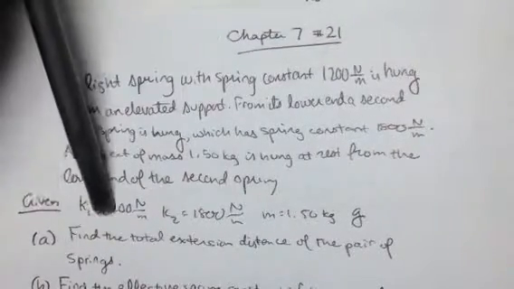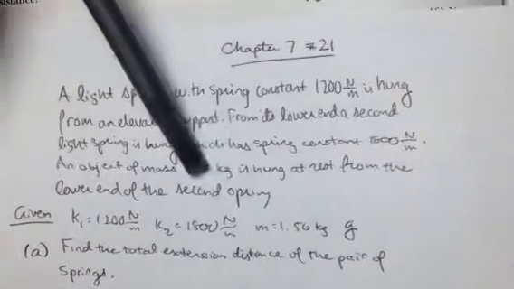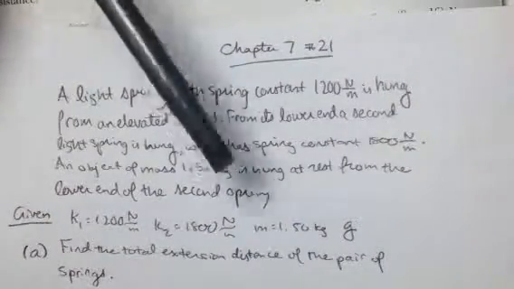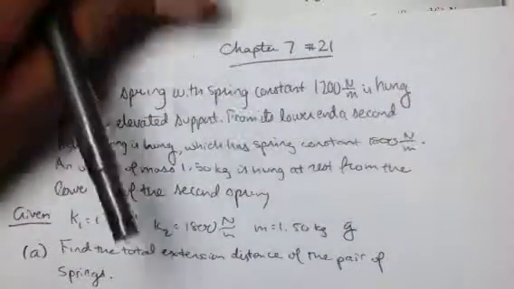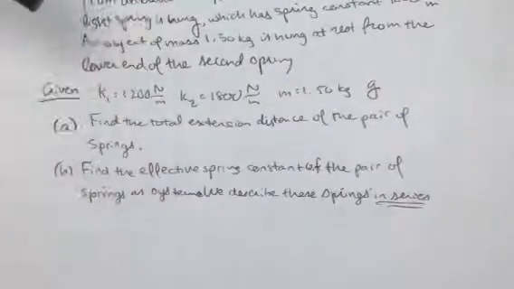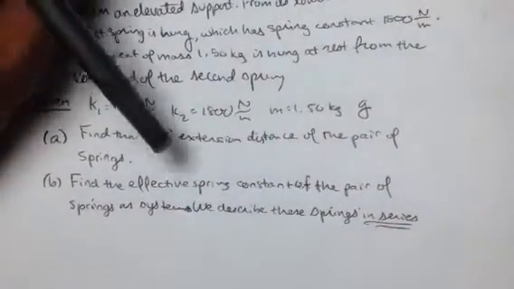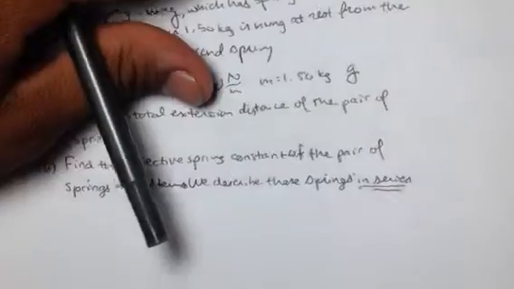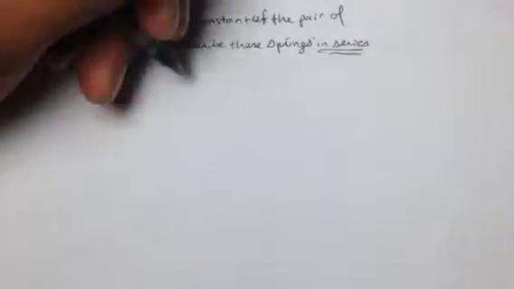So we're given that K1 equals 1,200 newtons per meter, K2 equals 1,800 newtons per meter, and our mass is 1.50 kilograms. And what we need to find is the total extension and then the effective spring constant. So let's start with part A. I'm going to draw a real quick figure.